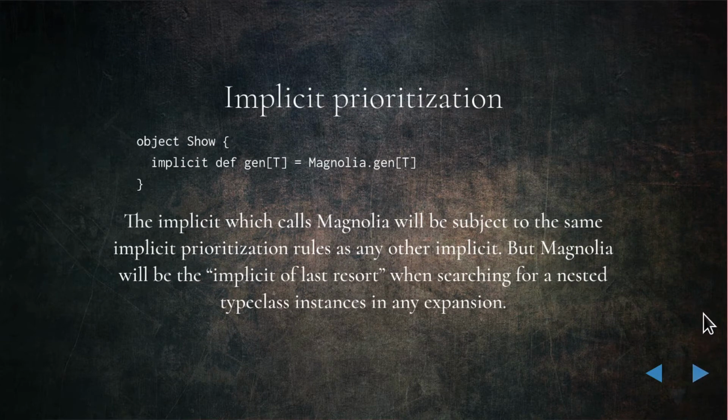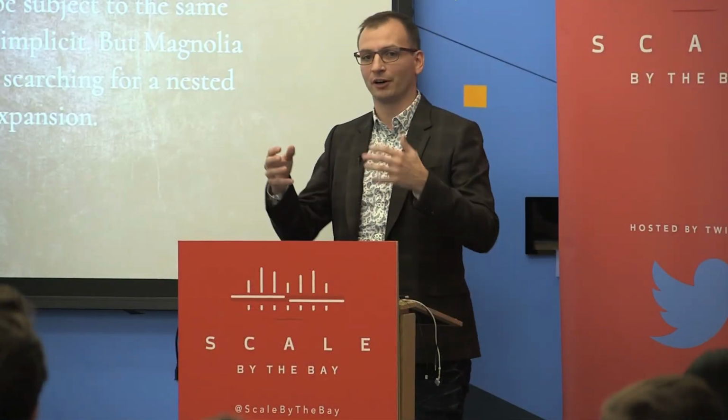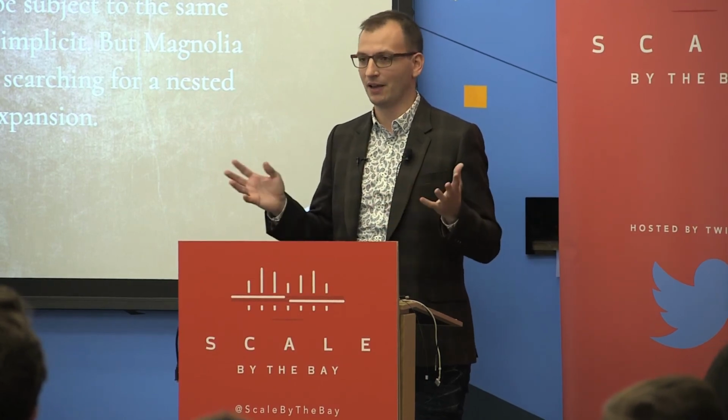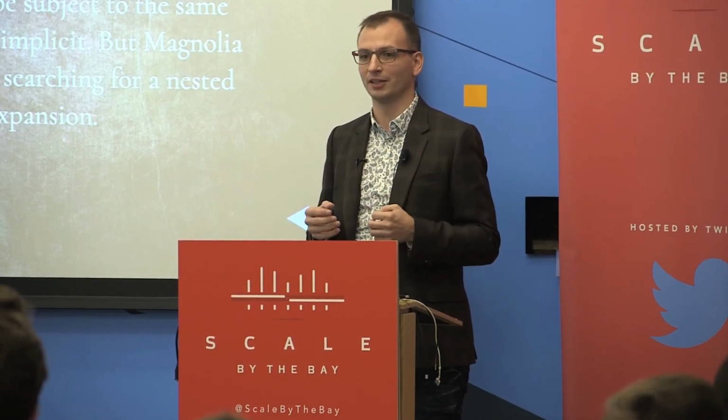There is a story on implicit prioritization. I think we all probably know that the rules around it are quite complicated, but you often have a situation where you want certain implicits to take priority over others, and Magnolia has a story on this. The jury is still out, I think, on whether it is the right story, but it's, I think, maybe easier to reason about. The Magnolia implicit works like any other implicit. It gets called at the same priority it would as if it were a non-macro implicit. That works, hopefully, as you would expect.